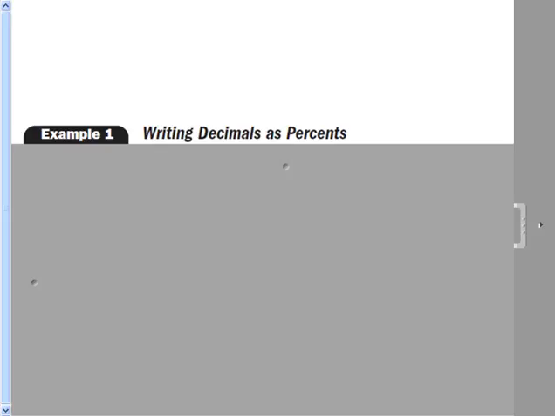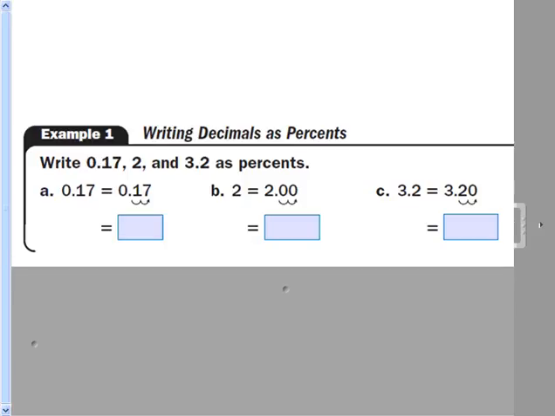So here's example 1 in our note-taking guide. We're going to write several decimals as percents. They're giving us some hints here. They're moving the decimal point for us. So 17 hundredths, moving the decimal point to the right twice, gives us 17%. The whole number 2 can have a decimal point placed right after it. We can move the decimal point to the right twice, which gives us 200%. And the decimal 3 2/10, moving the decimal point to the right twice, gives us 320%.